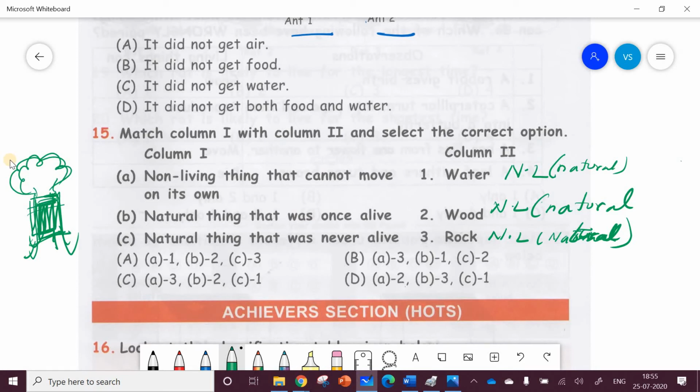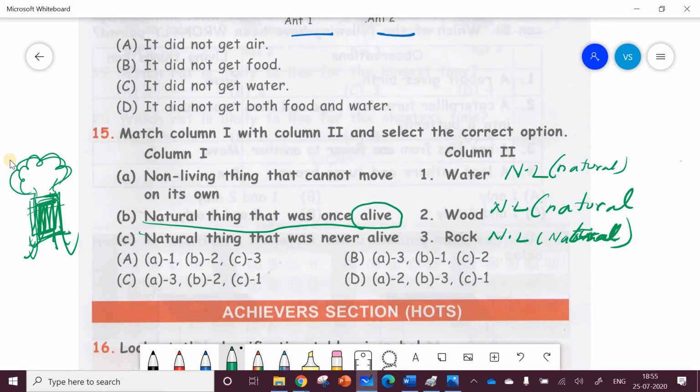I just checked, I just googled. So let's move on. When we talk about natural things, water, wood, rock, all three are non-living and all three are natural. Now, tell me one thing, which is the natural thing that was once alive? What do you think will be the answer to this?